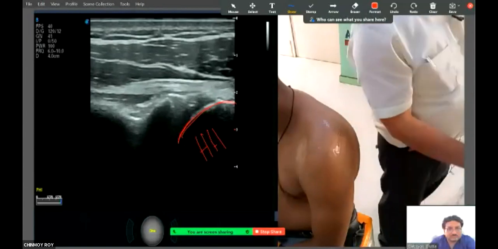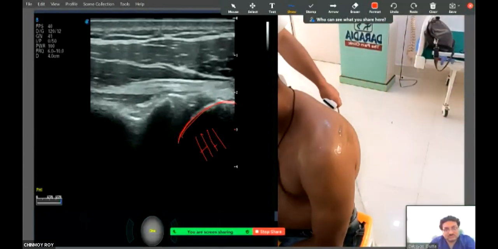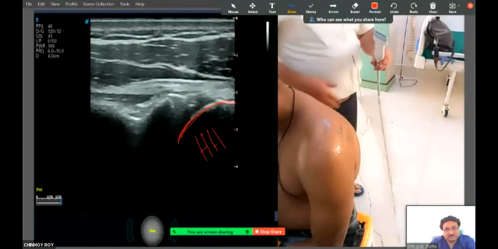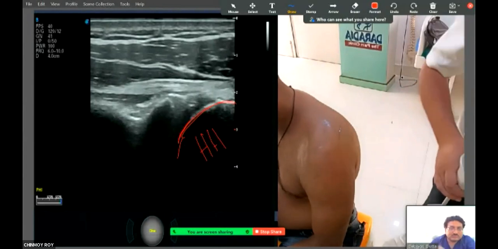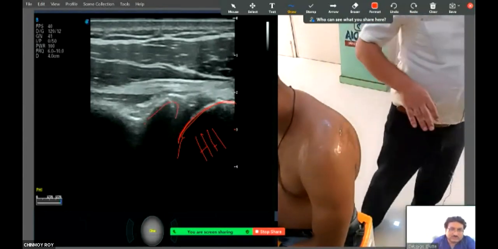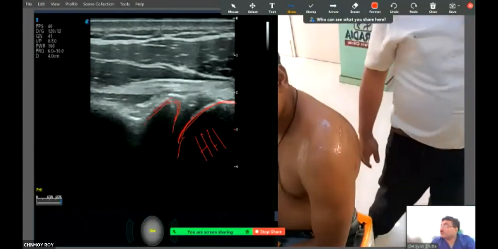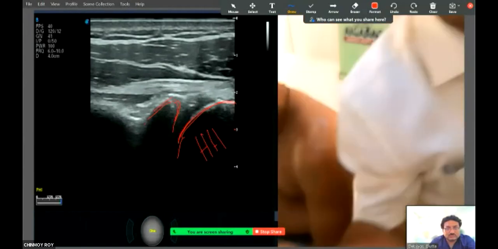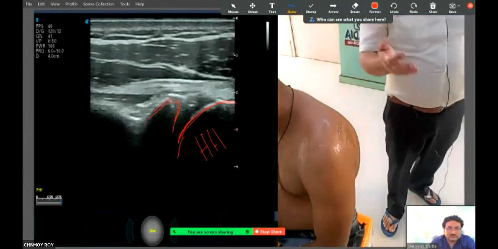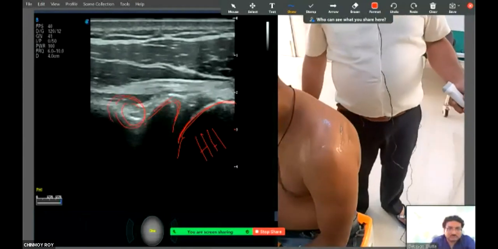So this is also a subglenoid fossa. Subglenoid, no? Spinoglenoid fossa. This is the spinoglenoid fossa, through which the articular branches of the suprascapular nerve come.